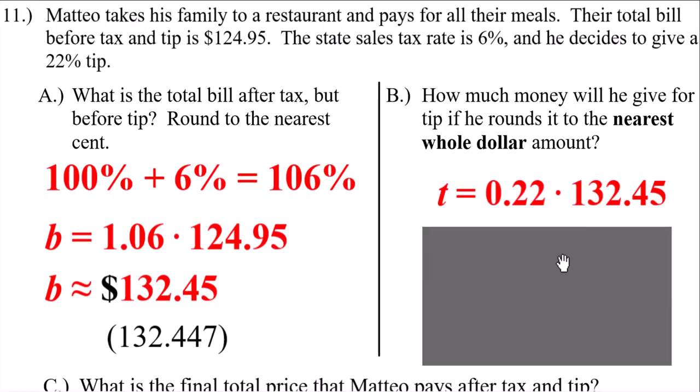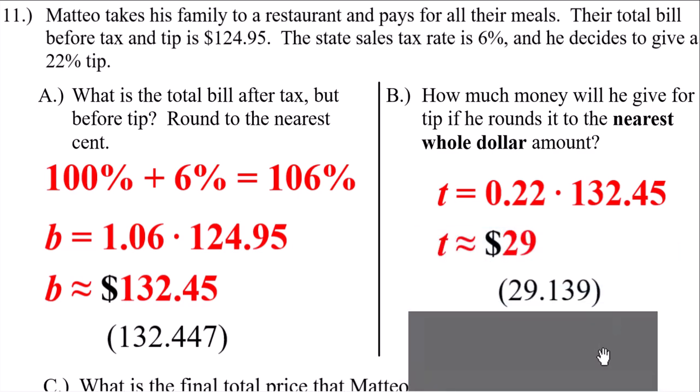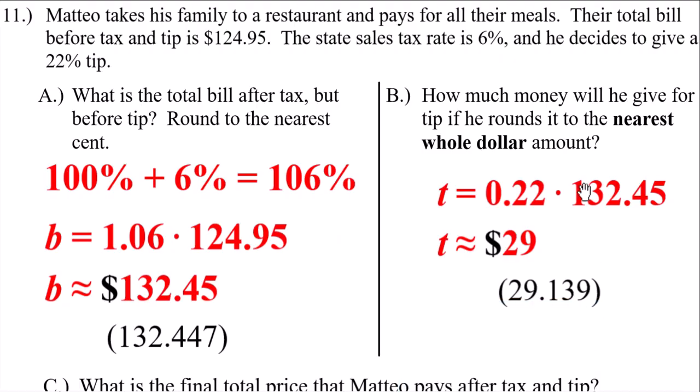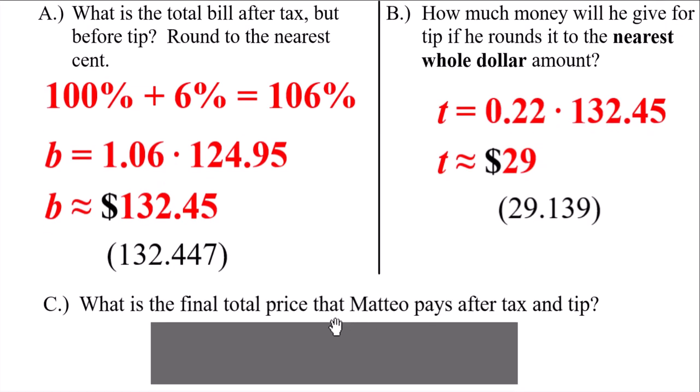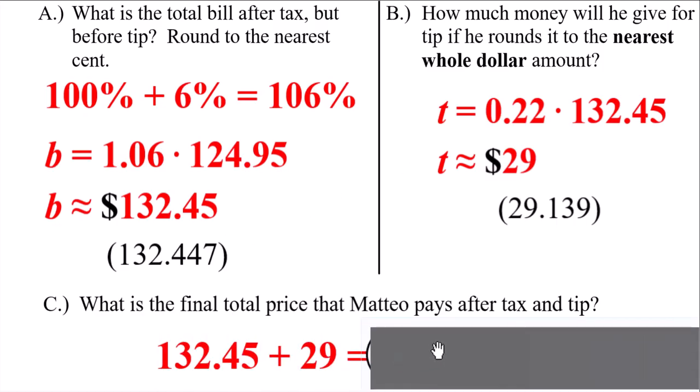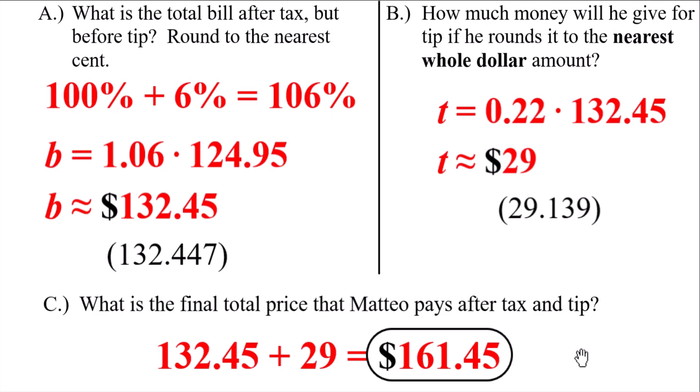Now, with tip, you do not add it to 100%. You just take the straight up percent and multiply it to the cost that you're dealing with, which we just found was $132.45. That's going to give you $29.14, but the problem said round to the nearest whole dollar, which we typically do with tips in real life. And then to get the final total price, you're going to add your tip value to the cost after tax, and that will give you your final total cost that Mateo is going to pay. And that is $161.45.